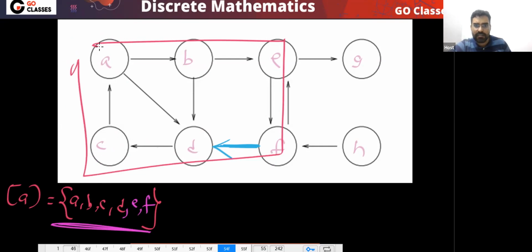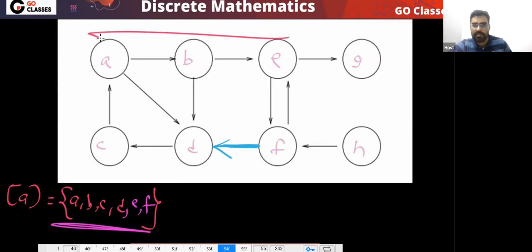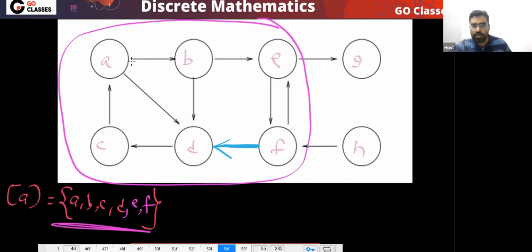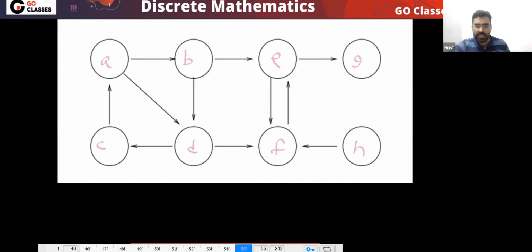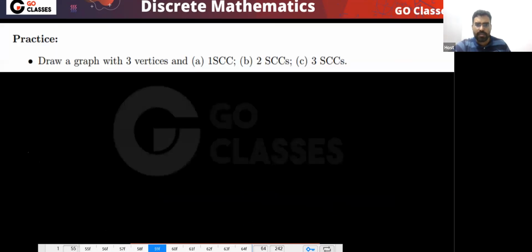See, there is a cycle. So you can notice that this is the component. Finally, I can say that you got this component, one component, and the remaining are this component and this component. So the number of strongly connected components is 3. This concept is very simple.